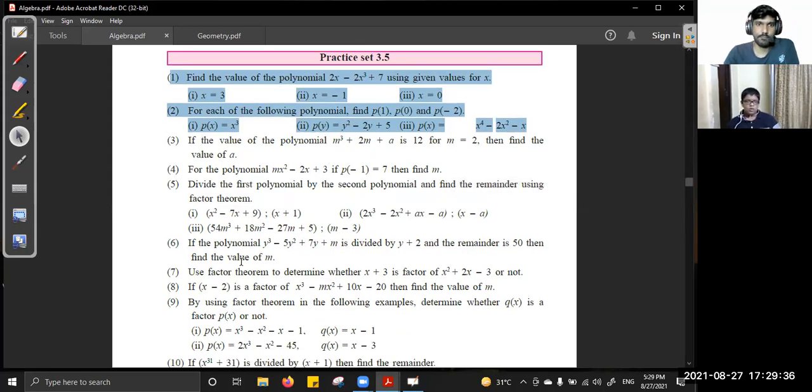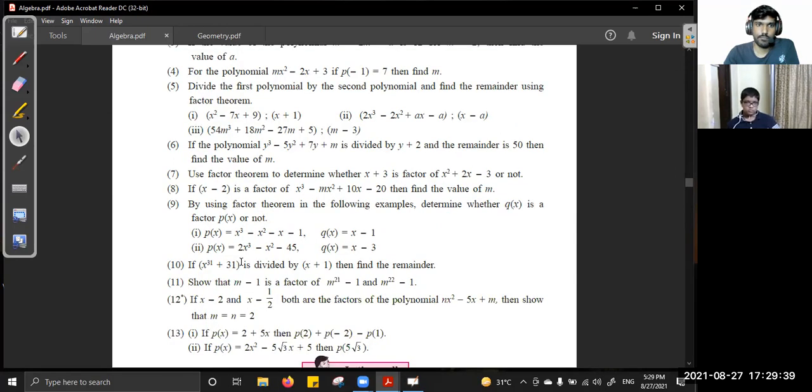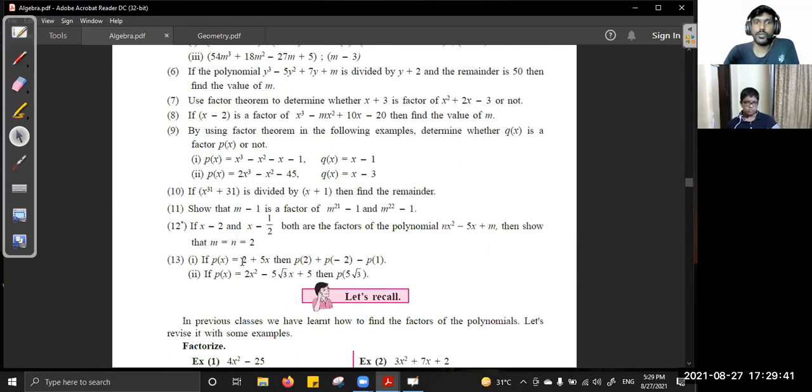The ninth one, by using factor theorem in the following example, determine whether q(x) is a factor of p(x) or not. Okay, can you tell me what to do in the sum? You have to check whether it is a factor or not.